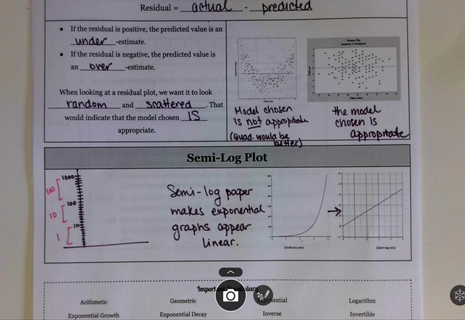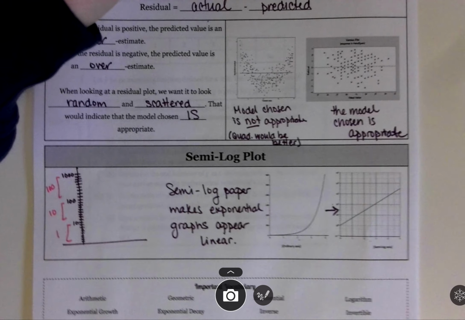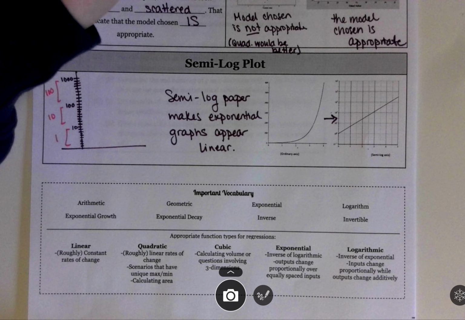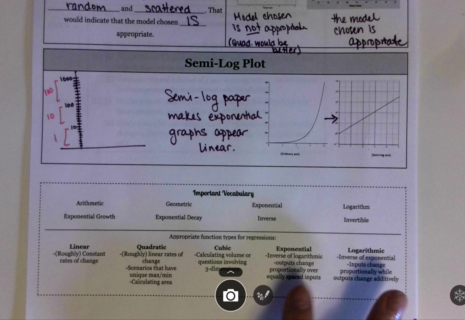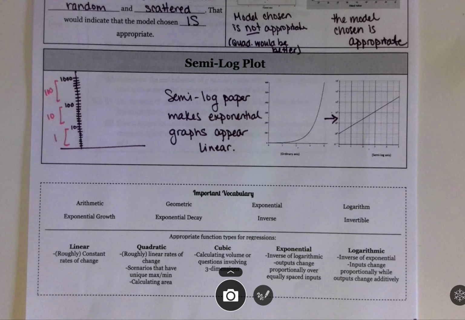And then at the bottom, there's some important vocabulary for this unit. And then regressions are still listed, but I did change. Now we have exponential and logarithmic regressions to consider as well.